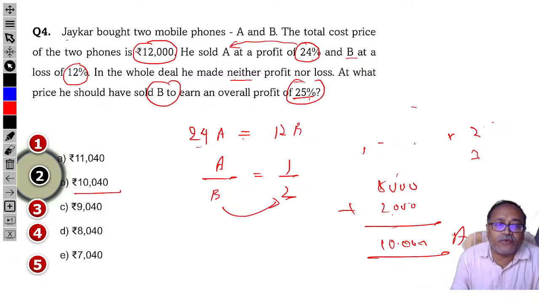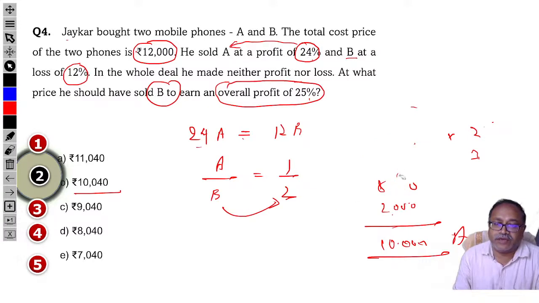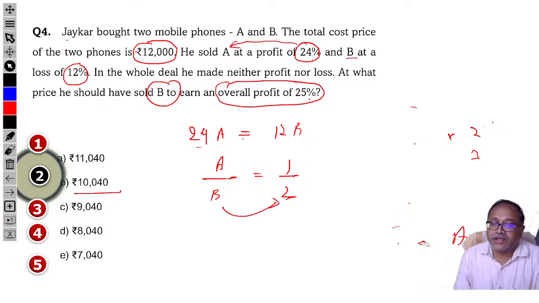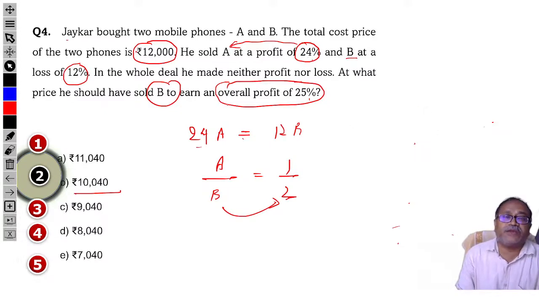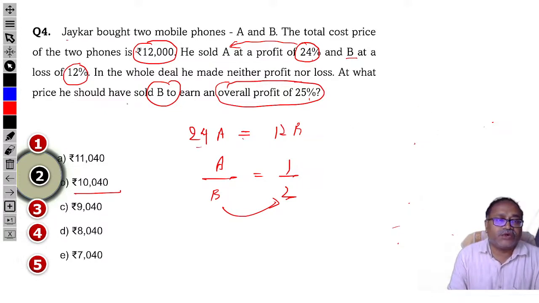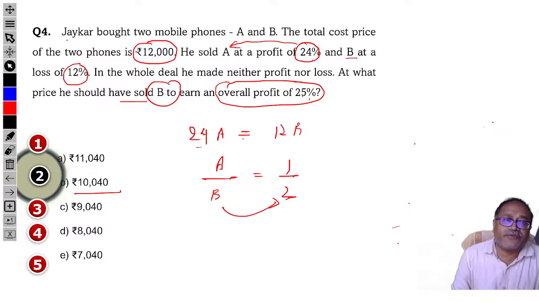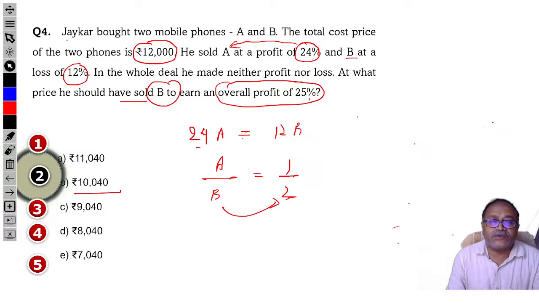Here overall profit is 25%. Overall profit should be 25%. Okay. I got it. So how do I get the overall profit 25%? I was only taking the B profit 25%. So what should be the selling price of B so that the overall there will be a profit of 25%? So look at this one of 12,000. We have seen that this is 8,000 and this is 4,000.